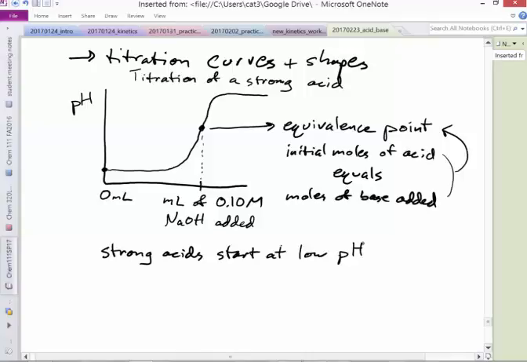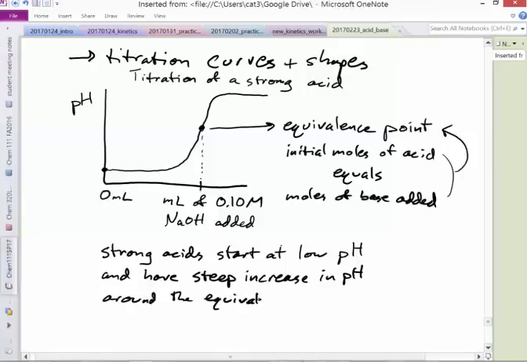Strong acids start at low pH and have a steep increase in pH around the equivalence point. When pH starts changing, it changes fast. And I don't necessarily mean time, I mean with added base. It changes a lot in response to a small addition of base. Addition of base is the x-axis. The pH responds to that.